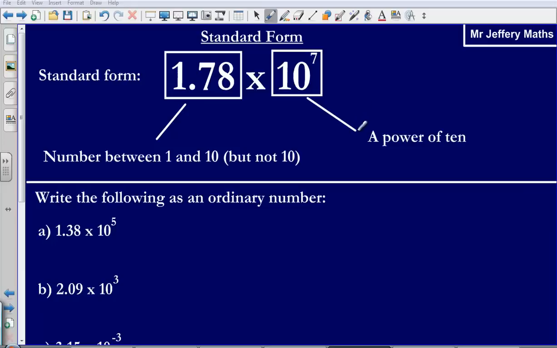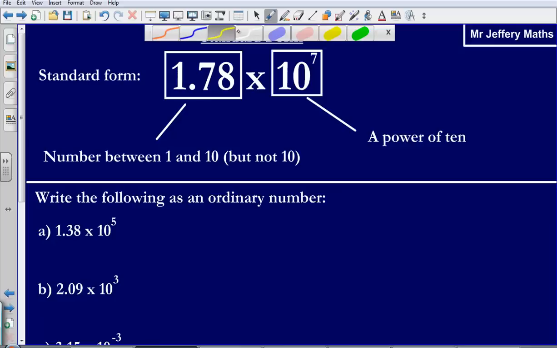Welcome to a video taking a look at standard form, and here we're given a number in standard form. We're given the number 1.78 times 10 to the power of 7. Now there are some important things that we need to recognise about standard form. The first is that the number at the beginning has to be a number between 1 and 10, but not 10. And then what we are doing is multiplying it by a power of 10. In this case 10 to the power of 7.